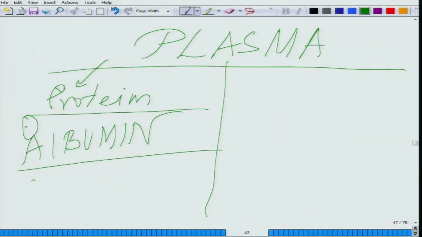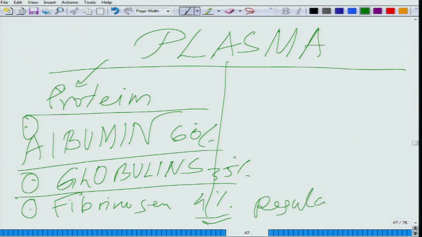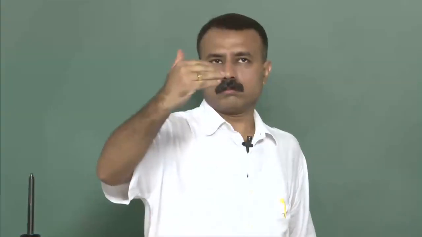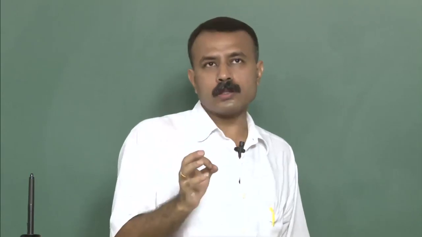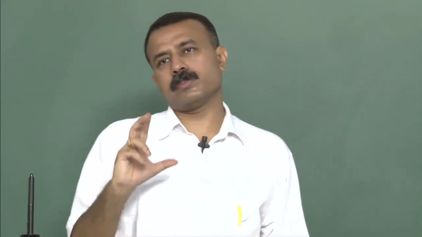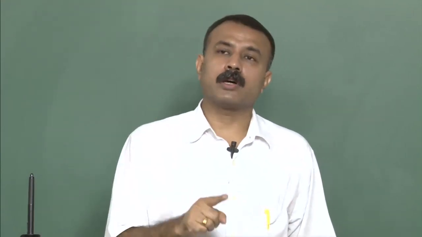Then let me enumerate them: albumin, which is approximately 60%, then you have globulin proteins, which constitute 35%, then you have 4% fibrinogen, and you have a bunch of enzymes, proenzymes, and hormones, which essentially fall under regulatory proteins, which is less than 1%. So, this is pretty much the protein component. And the concentration of these different proteins varies under different physiological and pathological statuses of your body.